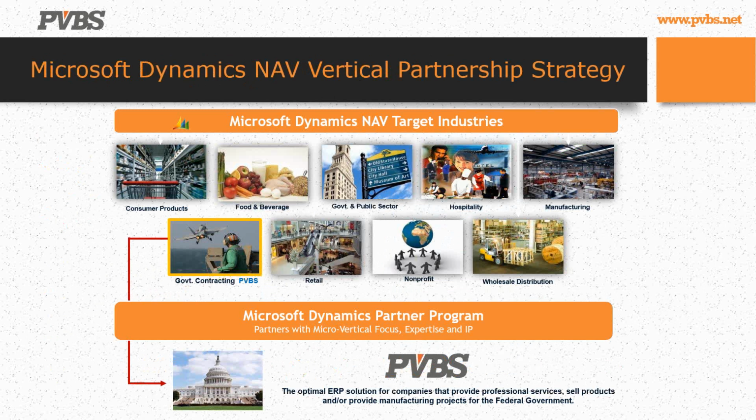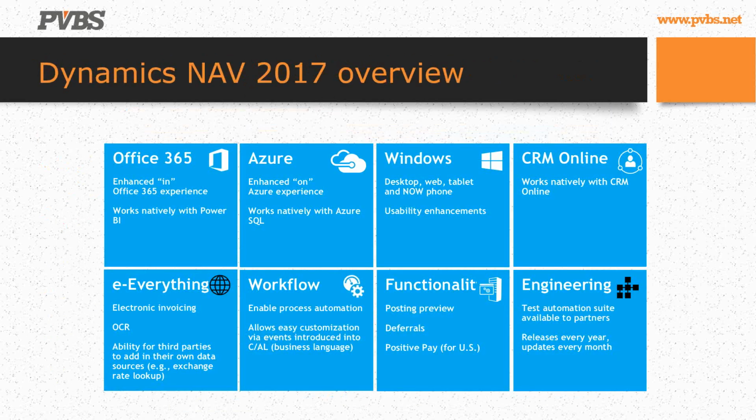This is a slide that comes from Microsoft and really highlights the areas that they focus on from a vertical perspective. Microsoft doesn't sell direct to companies. They rely on partners to deliver these solutions. And Microsoft wants partners to have a vertical focus. And PVBS has been focused on government contracting pretty much from the start of the business. And we feel like we are starting to get into some capabilities that really no one out there, across any software platform, can provide. Some of those things that this slide highlights are around those kinds of capabilities.